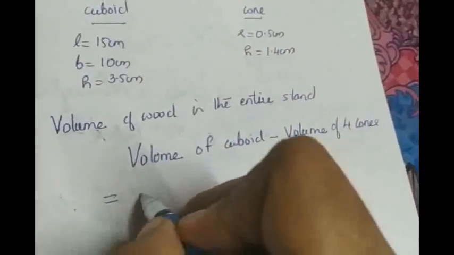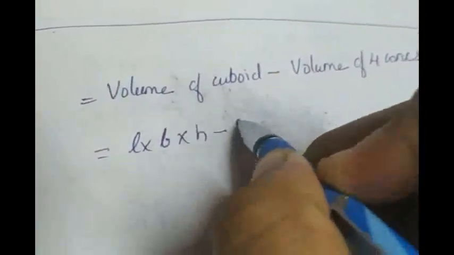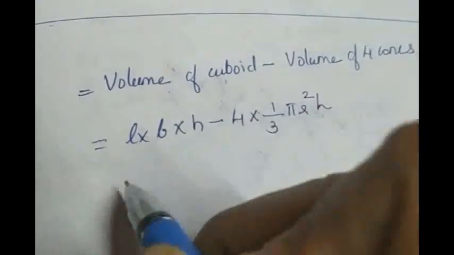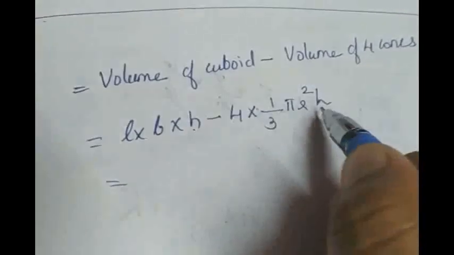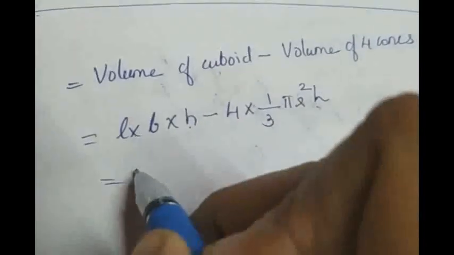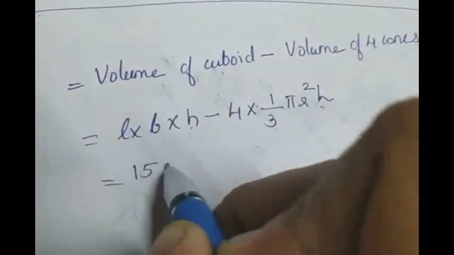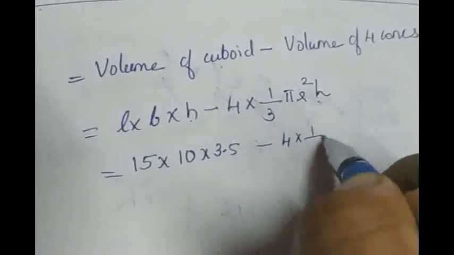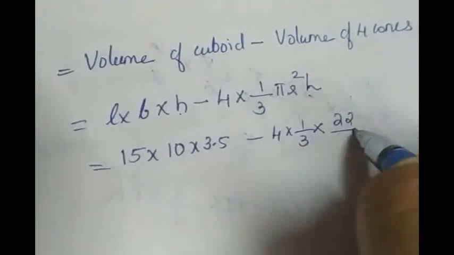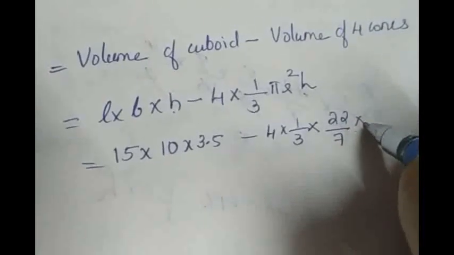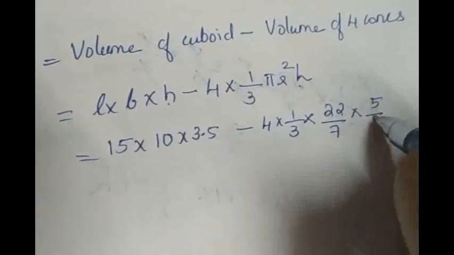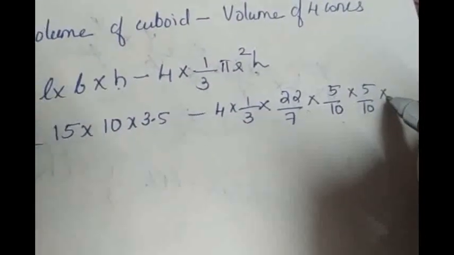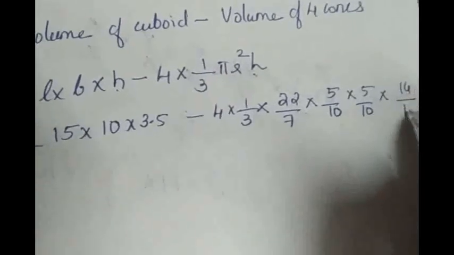Volume of cuboid, what's the formula? L into B into H minus 4 into volume of 1 cone, which is 1 by 3 pi r square h, isn't it? This H stands for the height of the cuboid and this h stands for the height of the cone. So L into B into H is given as 15 into 10 into 3.5. Minus 4 into 1 by 3 into pi can be written as 22 by 7 into radius is 0.5. Instead of 0.5 I can write the value as 5 by 10 into 5 by 10. Height is given as 1.4. Instead of 1.4 I am going to write the value as 14 by 10.